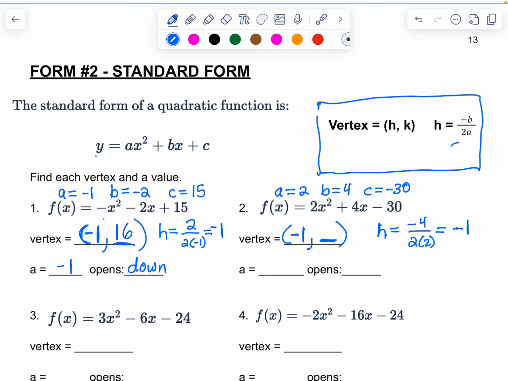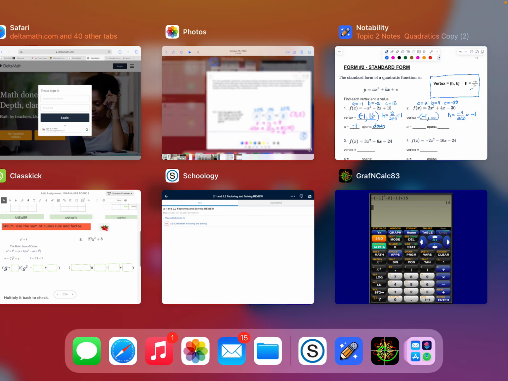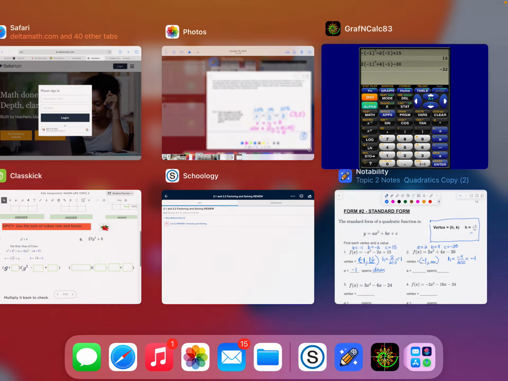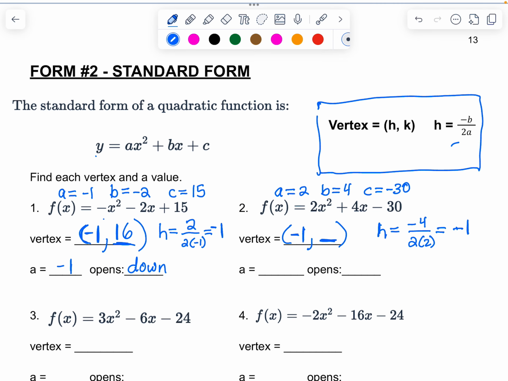We're just going to plug in x to get y. So we'd have 2 parentheses, -1, plus 4 times -1, minus 30. I get -32. So you're going to make your vertex -1, -32. Your A is 2, so it opens up.